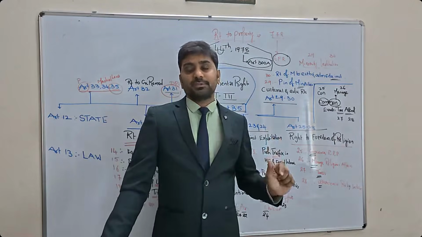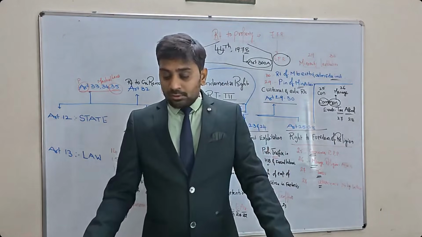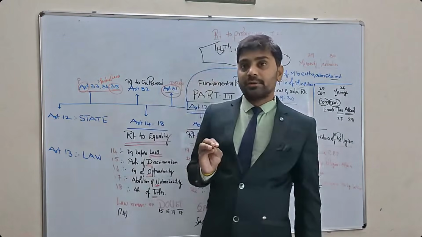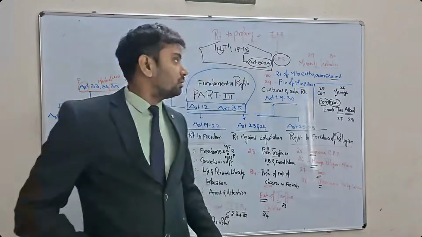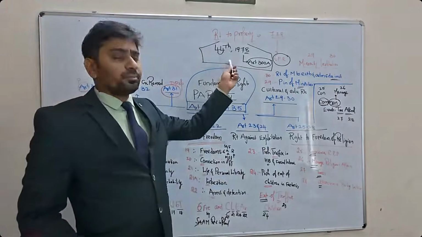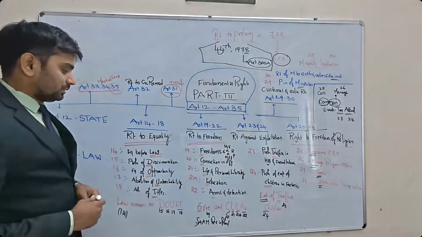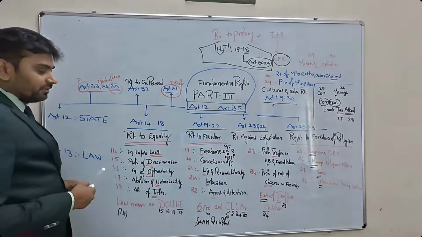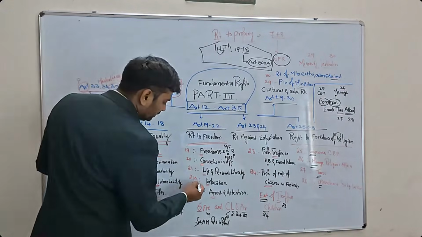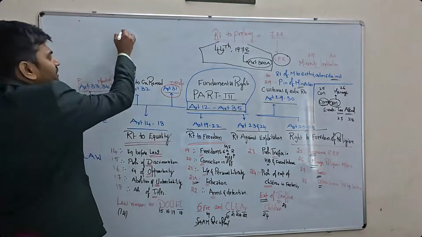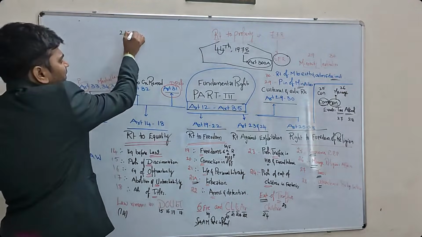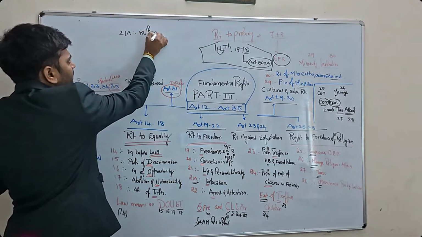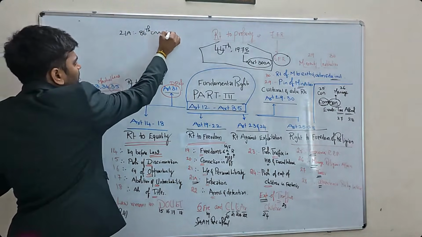Clear? Next. After this, there are some changes to fundamental rights. I said 44th Constitutional Amendment Act: we have removed one fundamental right, that is, right to property was removed. Now look at this. There is 21A. A అని వచ్చిందంటే మధ్యలో వచ్చినట్టు ఇది. So 21A was added through the 86th Constitutional Amendment Act, year 2002.